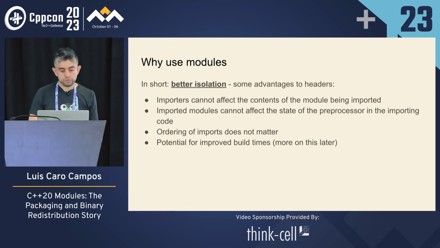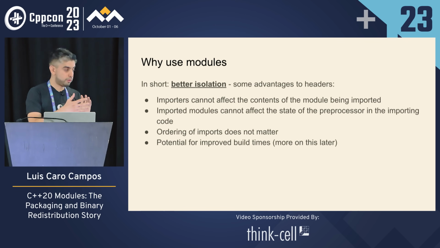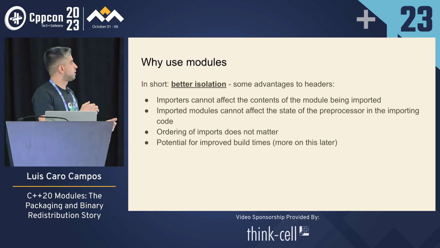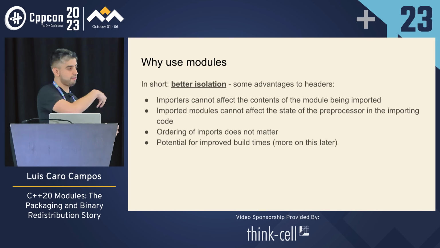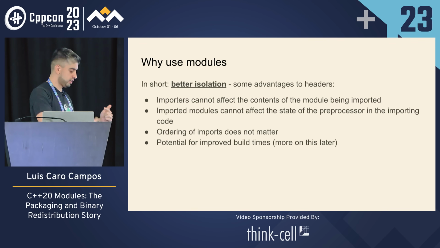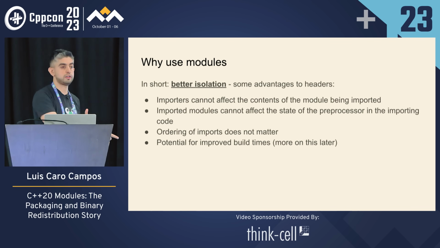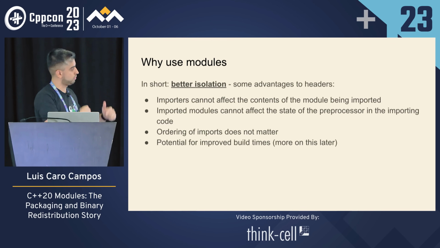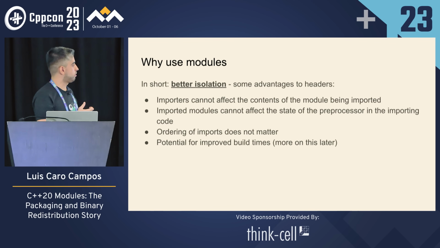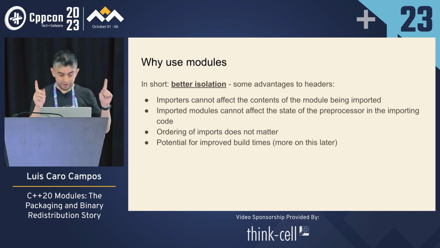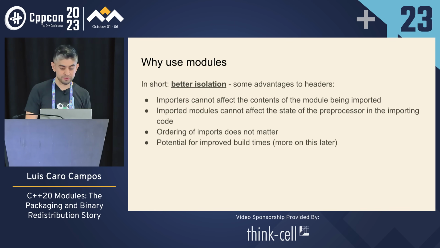Now, why would we want to use modules? The short version, and there's a lot of detail about this if you watch other talks, is better isolation. Headers have some issues: the importer can affect the files that you're loading via an include, but also the state of the preprocessor can change after including a file, which can be a problem. Also, the ordering of imports doesn't matter, but the ordering of includes can matter. And with modules, we have the potential for improved build times. I will talk about this later, but there's also no guarantee that the build times are going to be improved.